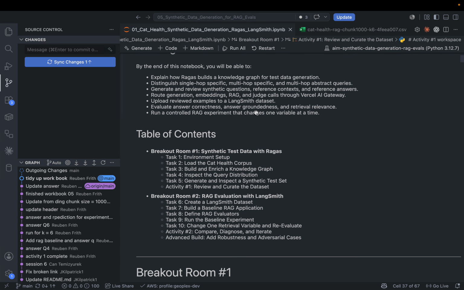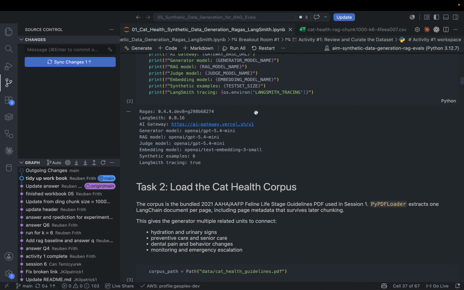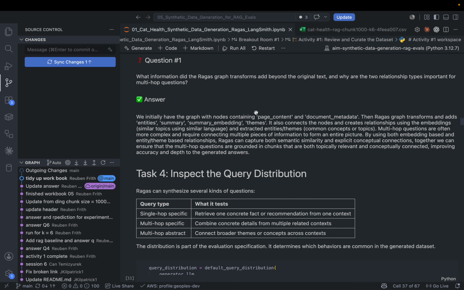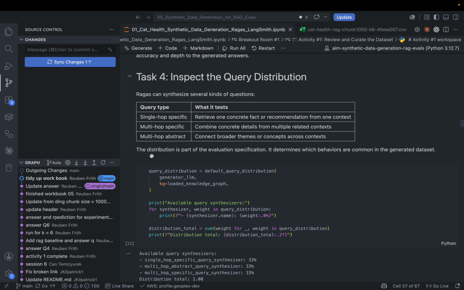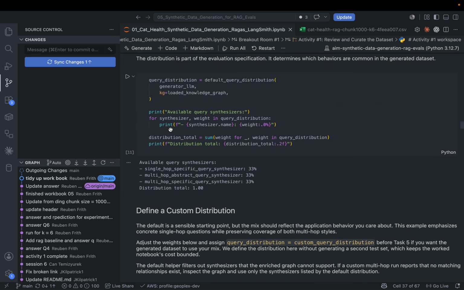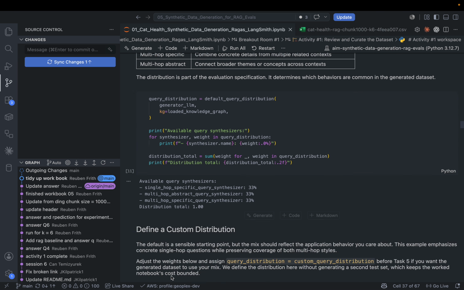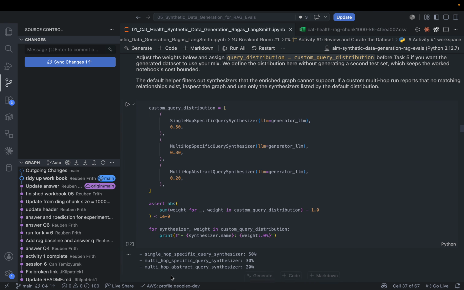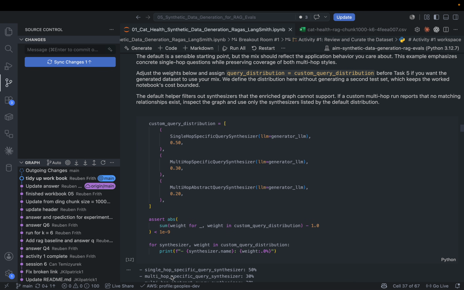So we can see that here in the workbook. I'll just scroll through quickly. So touching on single hop, multi-hop, specific and abstract. An important distinction to make when we're building those questions is we can synthesize things in different distributions depending on, say, our use case.